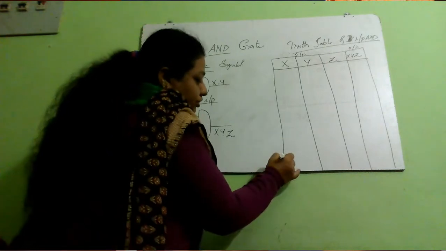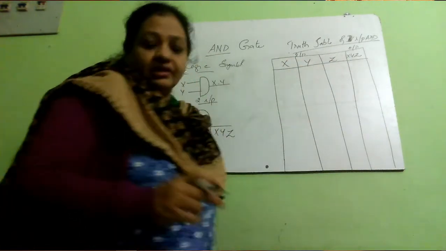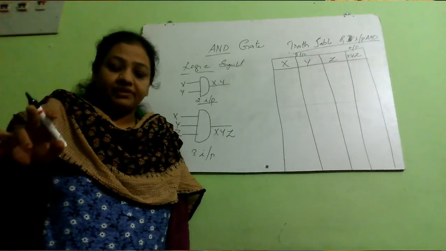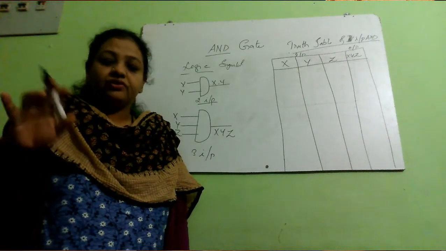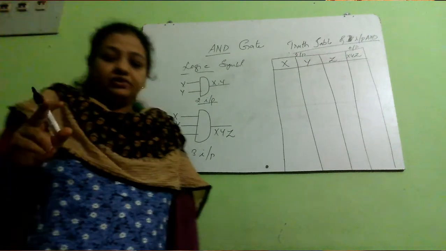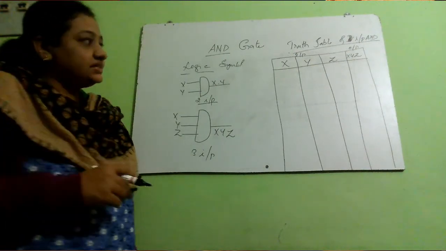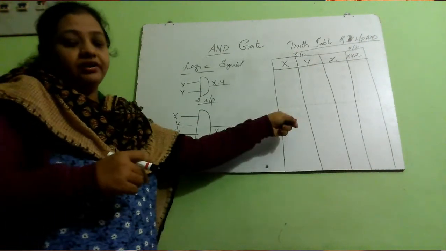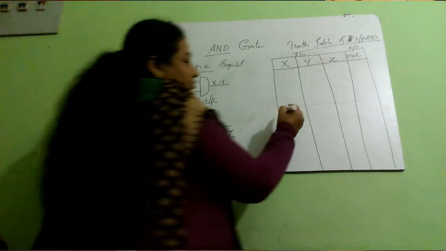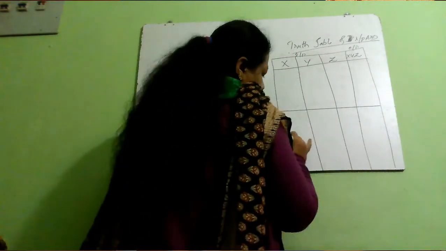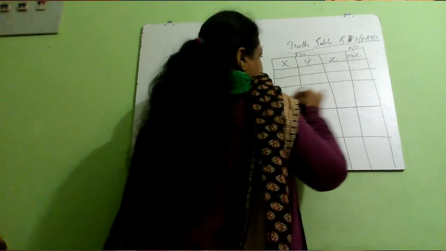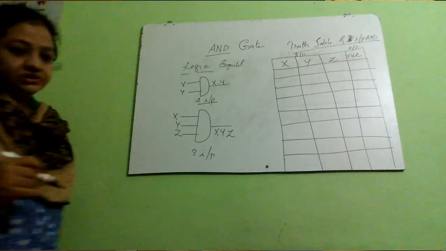So let us see how to draw a truth table for a 3 input AND gate. So this is the truth table of a 3 input AND gate. With 3 inputs x, y and z, there is a possibility of getting 8 different combinations of inputs.